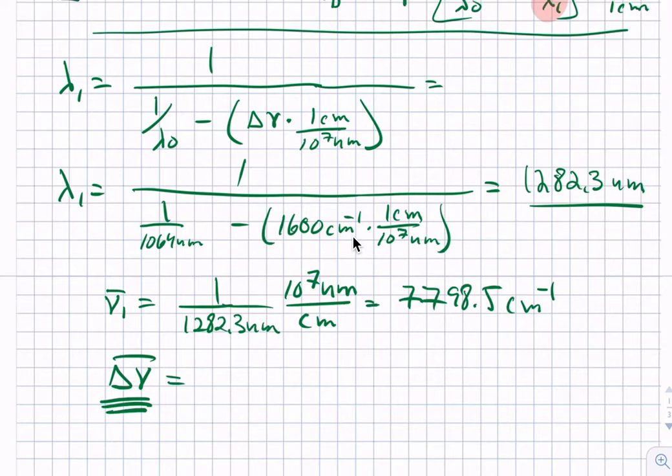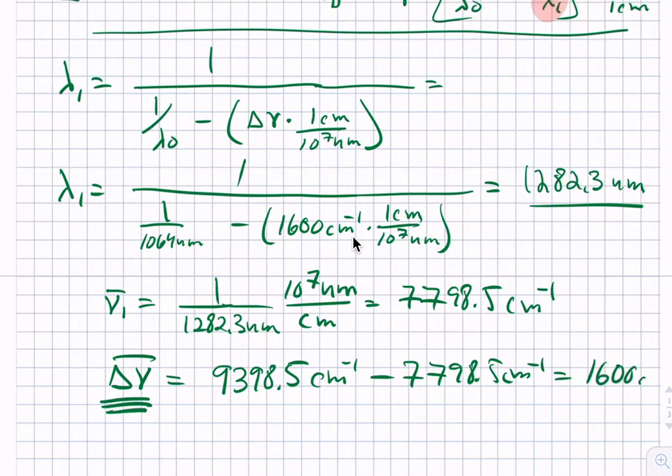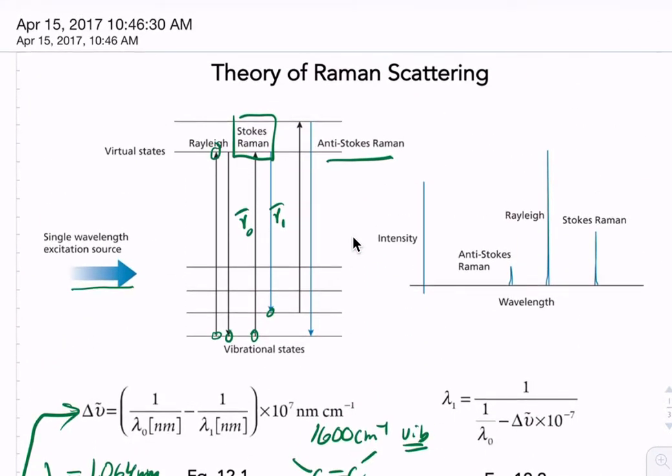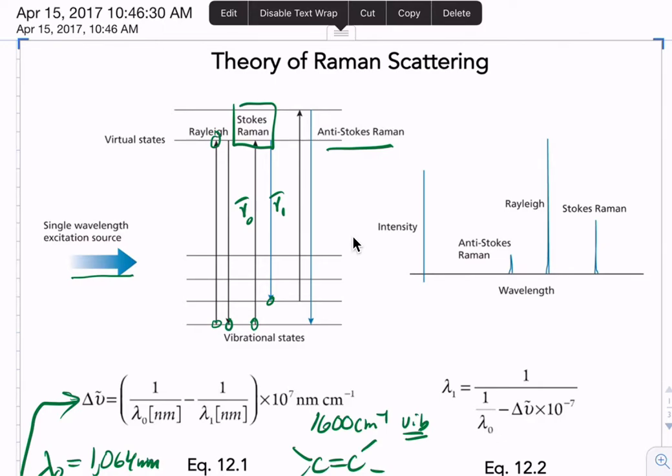So let's just double check. We know the nu naught was 9,398.5 wave numbers, and we just calculated 7,798.5 wave numbers, and that turns out to be a difference of 1600 wave numbers. So I hope that helps clarify working with Raman scattering in terms of wavelengths and wave numbers. It's a good review of wave numbers as well.